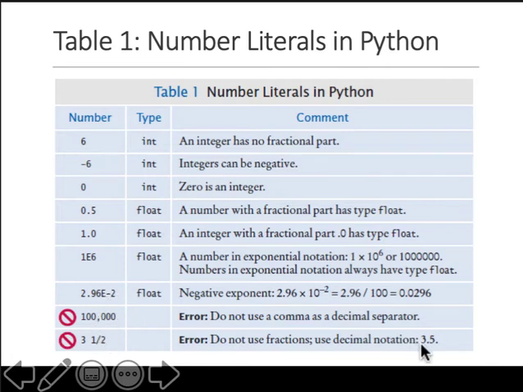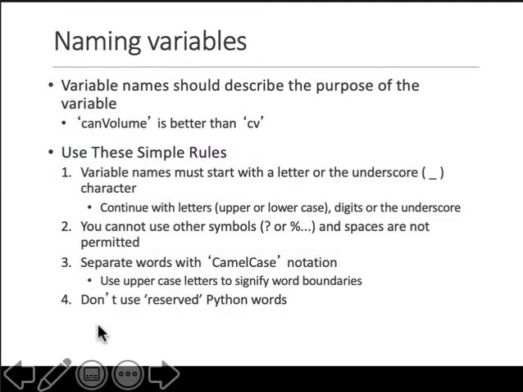Always use decimal notation, even if you want to put like 100 point something or 3.5. If you want to define 100,000, then you write 1 with 5 zeros. You do not write a comma in there. Okay? Just remember that. Similarly, how do you name variables?